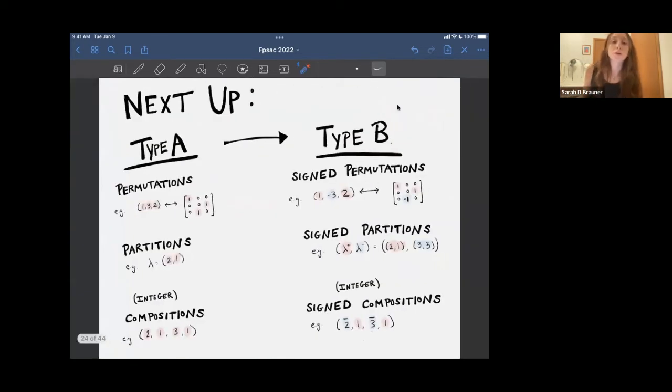And what I want to do is generalize this to type B. So basically, I'm thinking of this as a signed version. So all of the type A objects that I've been thinking about, permutations, partitions, integer compositions, will become signed versions. So we'll have signed permutations as our group elements, signed partitions, and signed compositions. All right.